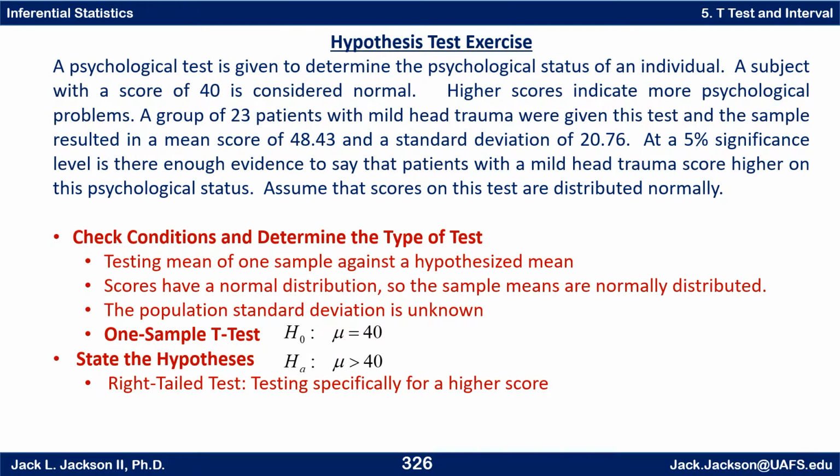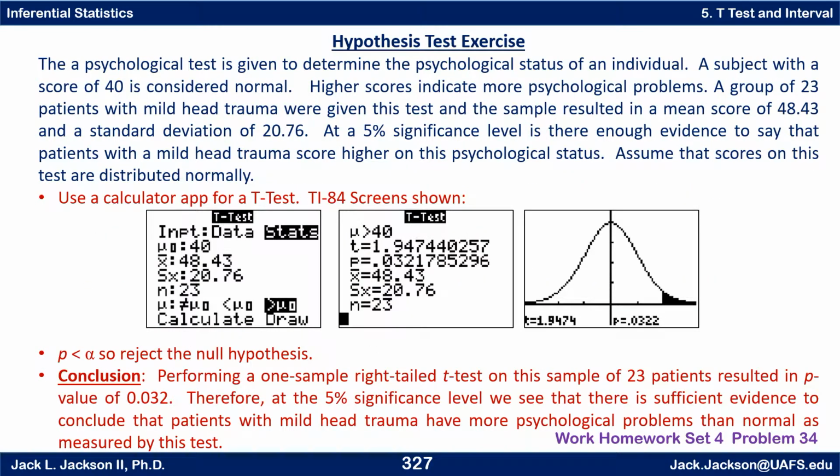We're testing specifically for a higher score, not just a different score, therefore a right-tailed test. Once you've established that we have the right setup, then it's pretty easy. We just run the t-test app on the calculator. So do stat, go to t-test, tell it we have summary statistics. The mu naught is 40. That's considered normal, and we're going to test whether it's more than that. The x bar certainly is higher, so there's some evidence that it's higher, but is it enough to determine that, or is it just some random fluctuation within that normal group?